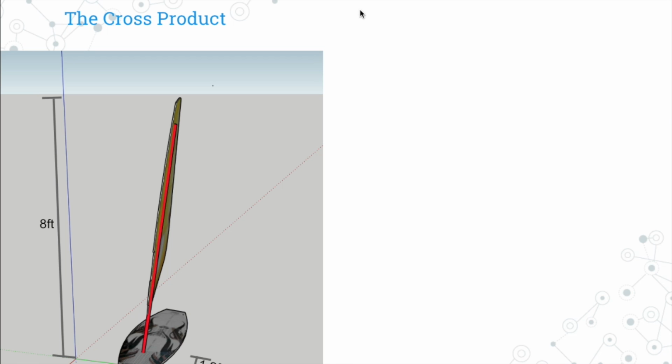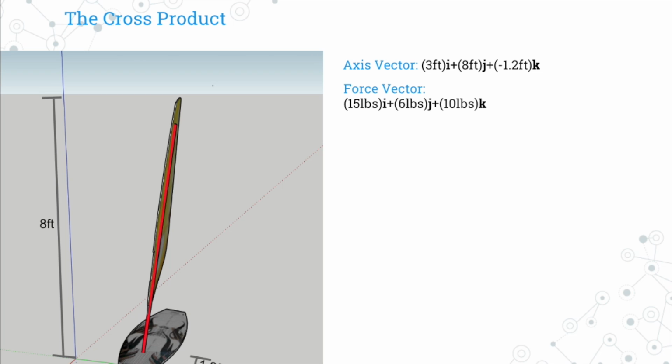As PEMDAS indicates, we are going to do the cross product first, R cross F, or the lever arm cross the force. In our case, the boom right here is being applied a force of wind right around here, and that boom tends to rotate. So our lever arm, which is the boom, is our axis vector, which is 3 feet, 8 feet, and negative 1.2 feet, and our force vector. So we will have to take the axis vector cross the force vector.